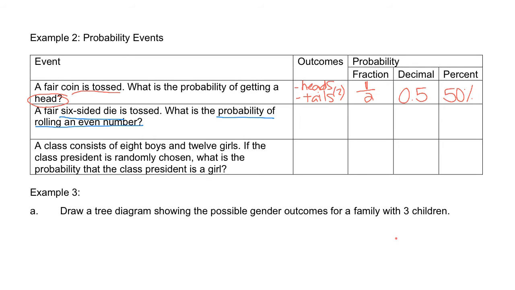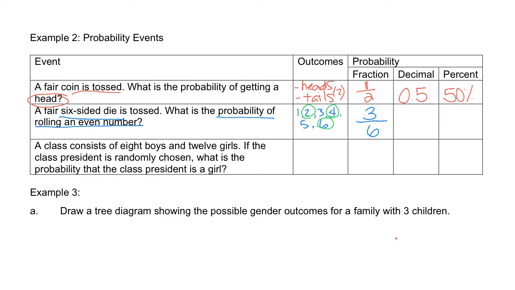Okay, so let's think about our possible outcomes. When I roll the dice, I could get a 1, a 2, 3, 4, a 5, or a 6. When I think about the even numbers, I know that there's 1, 2, 3 of them. So when I go to write the fraction, the total number of outcomes that are possible is 6, but the even number outcomes, there's 3 of them.